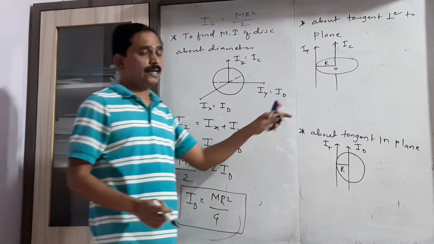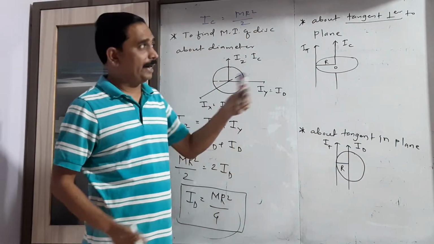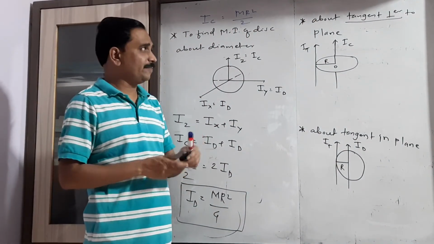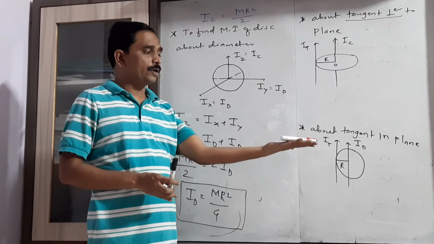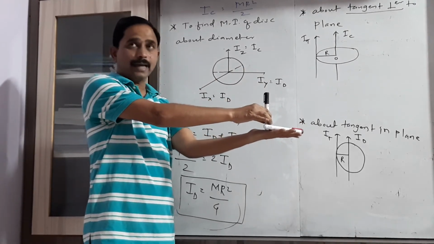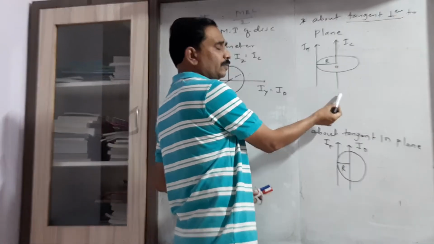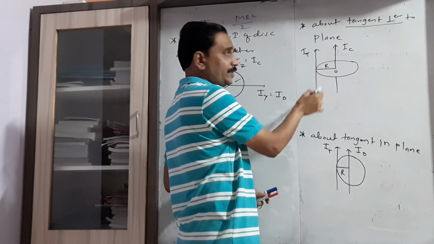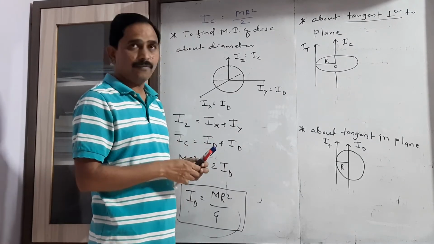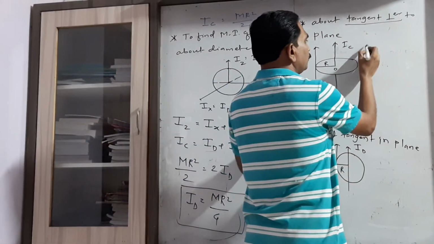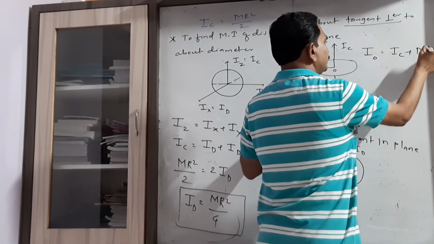Now consider the second case. We have to find the moment of inertia of a disk about tangent and perpendicular to plane. For that, you have to keep the disk in the horizontal plane and consider the axis in the vertical plane. Now consider this is the axis passing through the center and this one is the axis which touches the disk, which is considered as a tangential axis. Now apply which theorem? The parallel axis theorem. What is the mathematical form? Io equal to Ic plus Mh square.